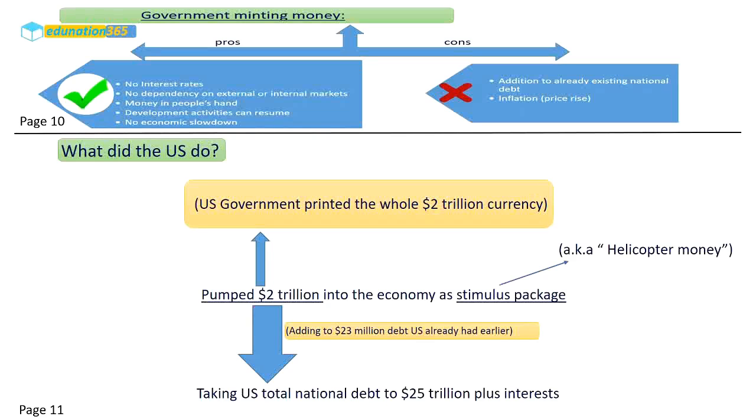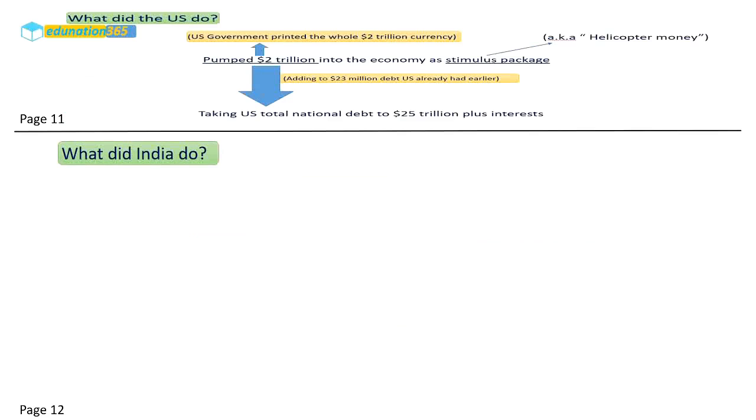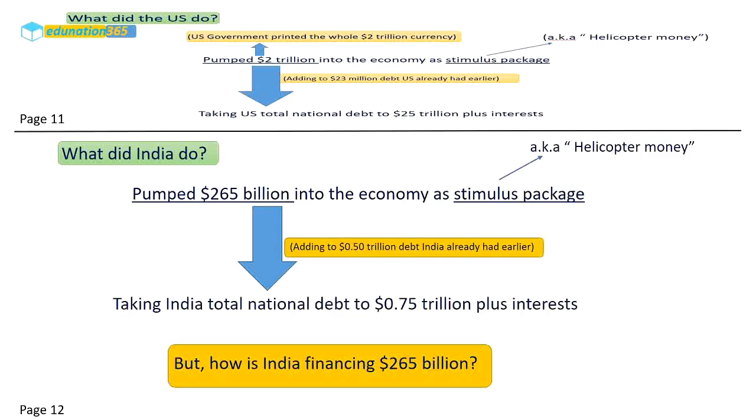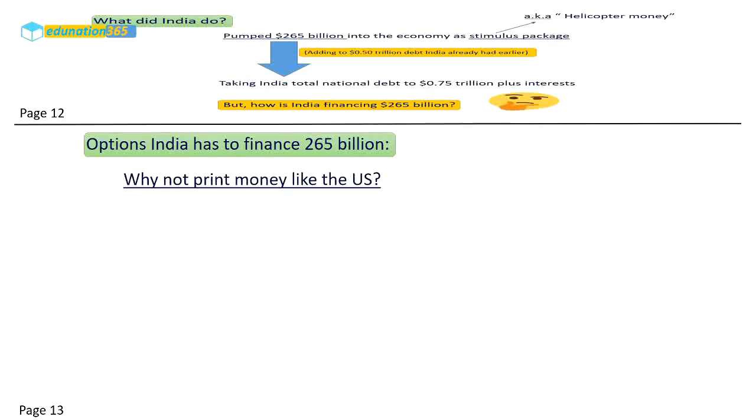Now, coming to the Indian context, India also announced 20 lakh crore rupees, which is equivalent to 10% of GDP, as a stimulus package. But here is the thing. How is the government of India financing this money? Well, let us look into the options India has. Why not print money like the US?